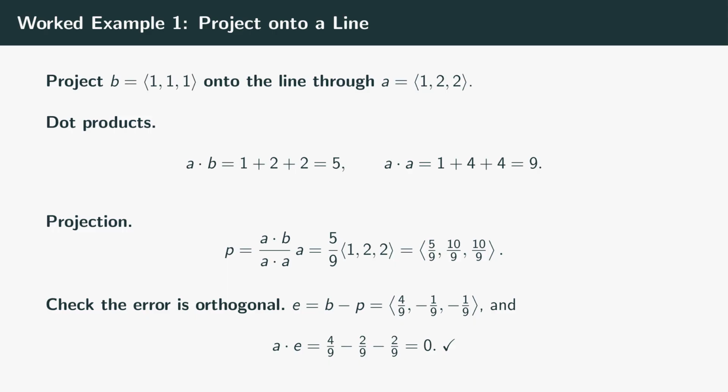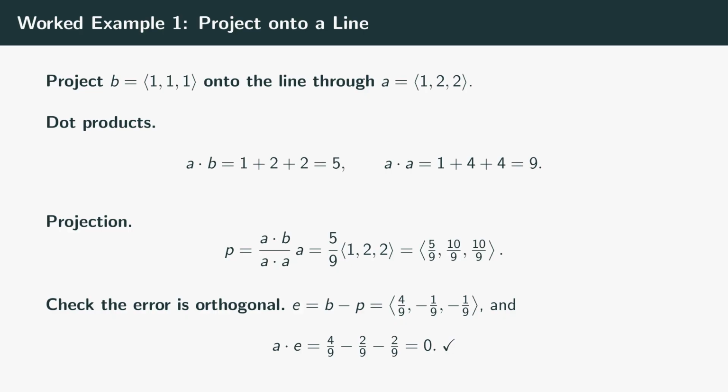Let's compute one. Project the vector 1, 1, 1 onto the line through the vector 1, 2, 2. Two dot products do the whole job. First, a dot B, 1 times 1, plus 2 times 1, plus 2 times 1, gives 5. Second, a dot A, 1 plus 4 plus 4, which is 9. The projection is a dot B over a dot A times A, that's 5/9 times the vector 1, 2, 2, giving the vector 5/9, 10/9, 10/9.